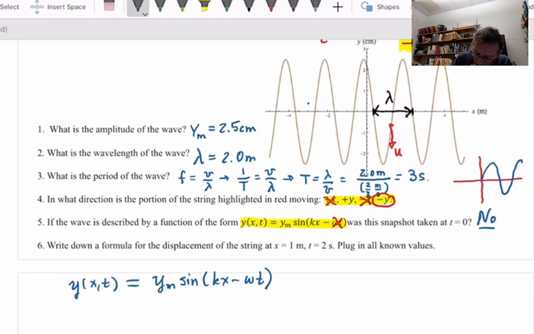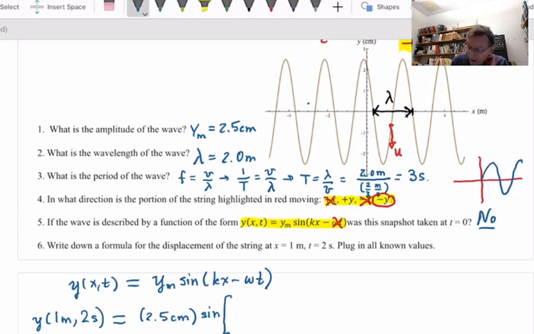So y, the value of y when x equals 1 meter and t equals 2 seconds, is y max, 2.5 centimeters. You can leave it like that. That'll just give you the displacement in centimeters. Times sine of, let me use a square bracket, k. Oh, it didn't ask us to find k, did it? But it did ask us to find the wavelength.